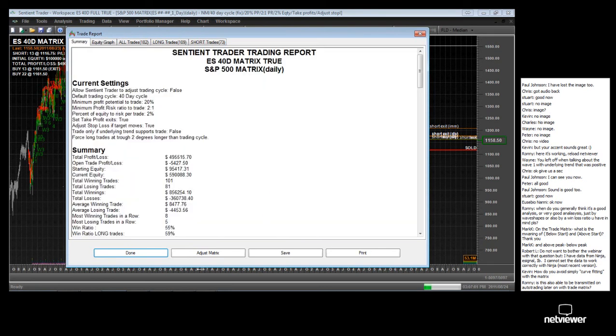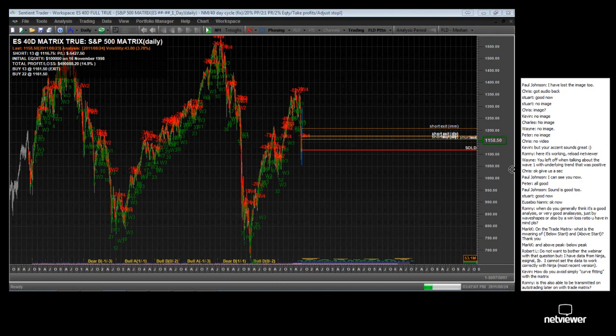And if we look at the equity graph, there it is. That's an impressive equity graph. It looks good, and that is how you work with the Sentient Trading Matrix. Okay, it took me a little longer than I hoped, but I hope that that answers many questions. Let's now turn back to the chat window and take questions.